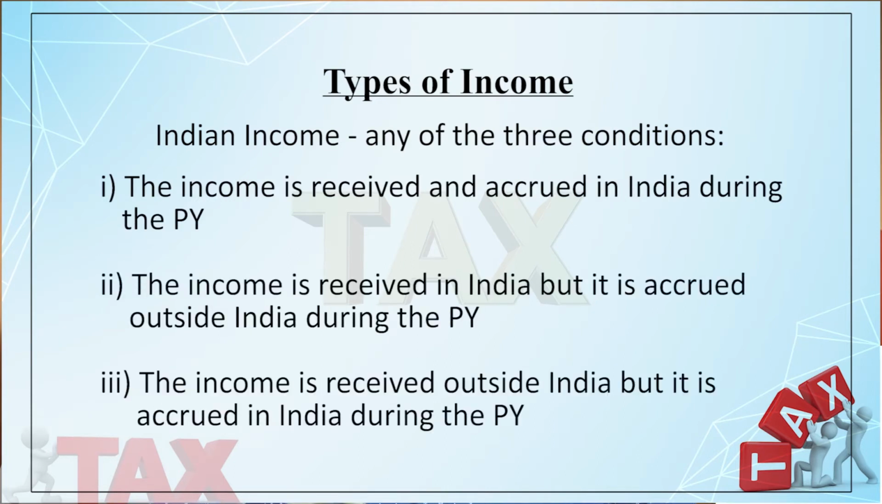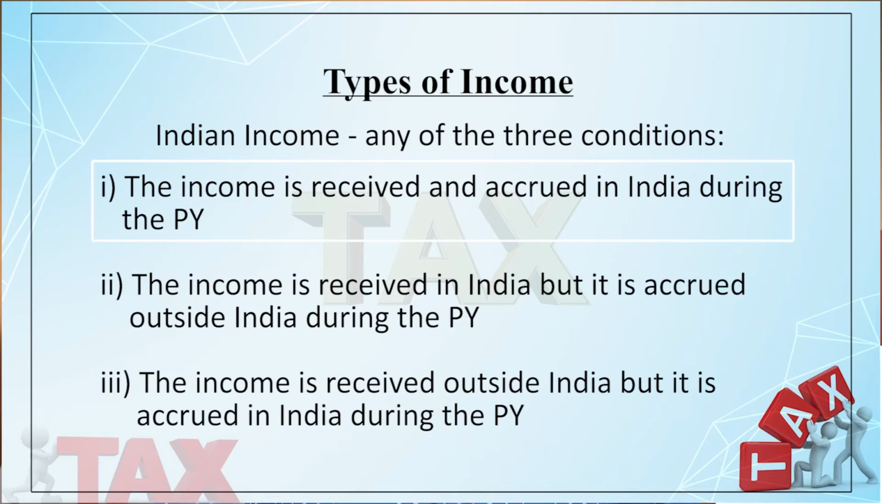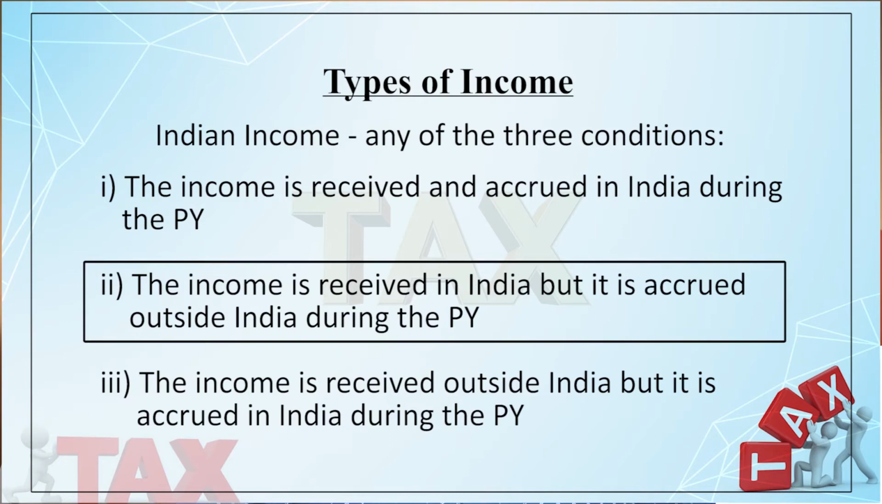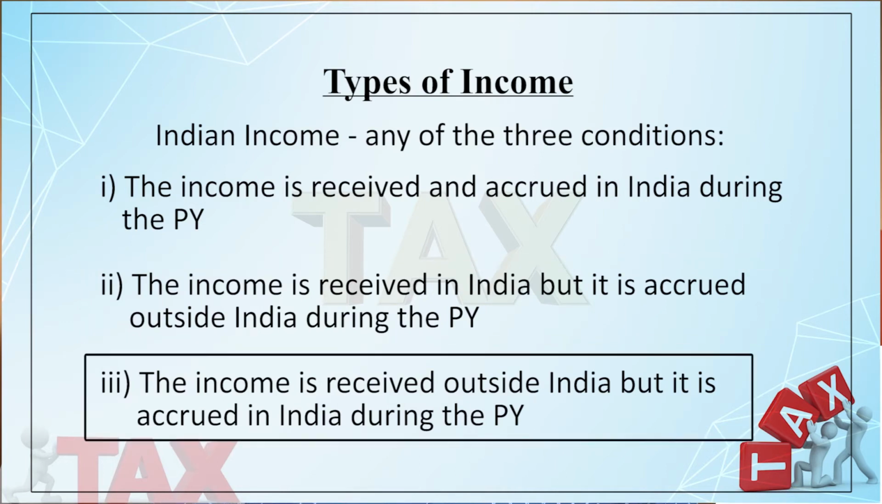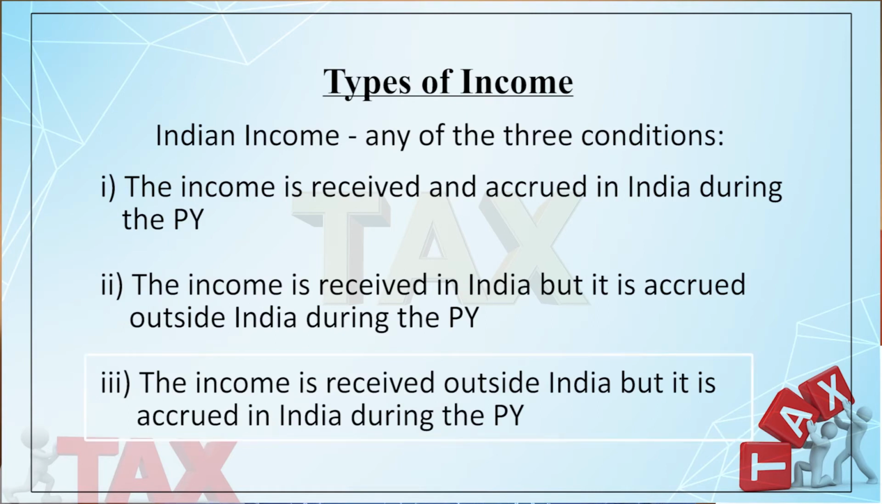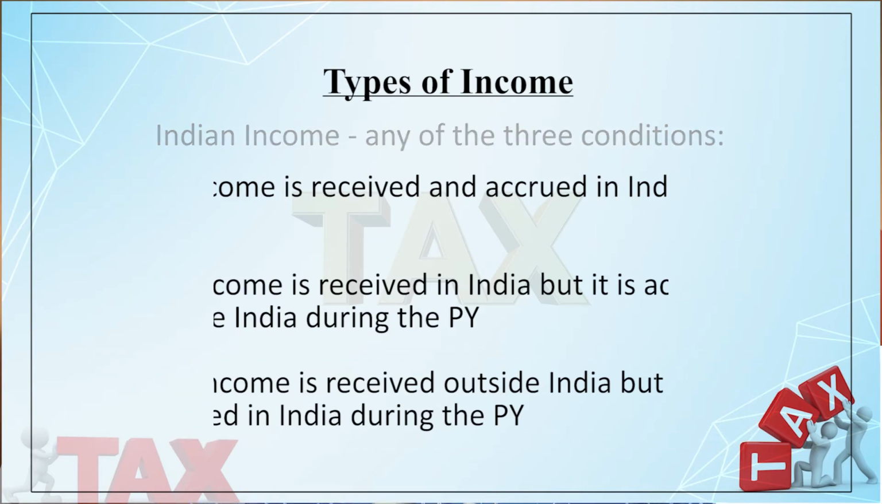If any one of these three conditions is fulfilled, then the income will be treated as Indian income or Indian sourced income. So, you have to check whether the income is received and accrued in India, or it is deemed to be received or deemed to be accrued in India, or the income is received in India but it is accrued outside India, or the income is received outside India but it is accrued in India during the previous year. So, this type of income will be treated as Indian income.